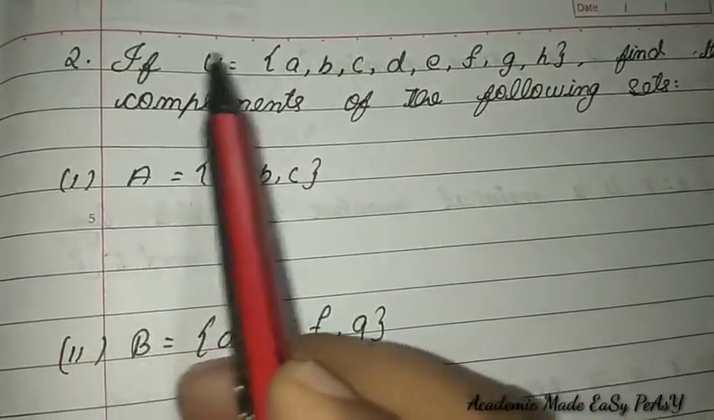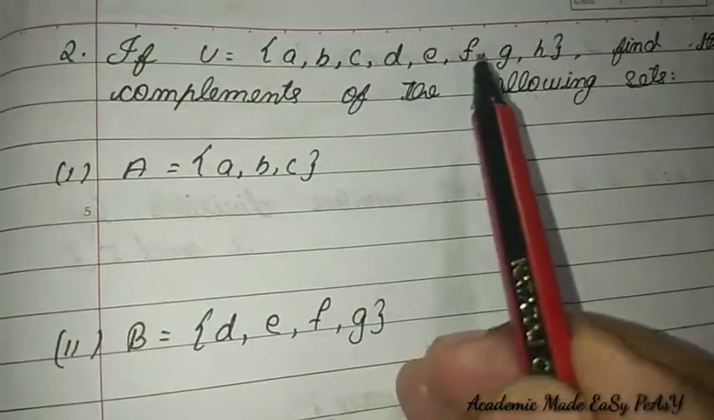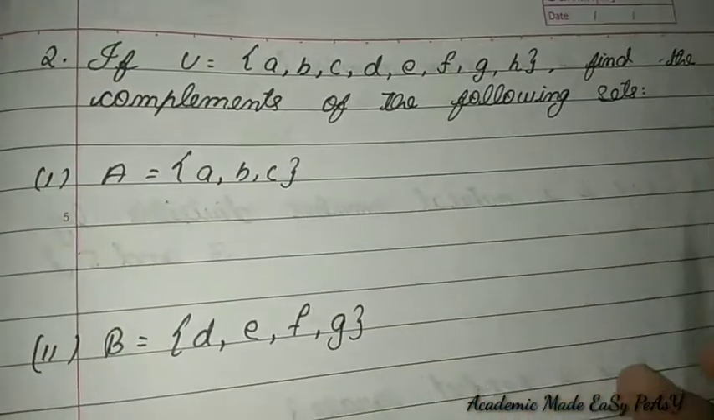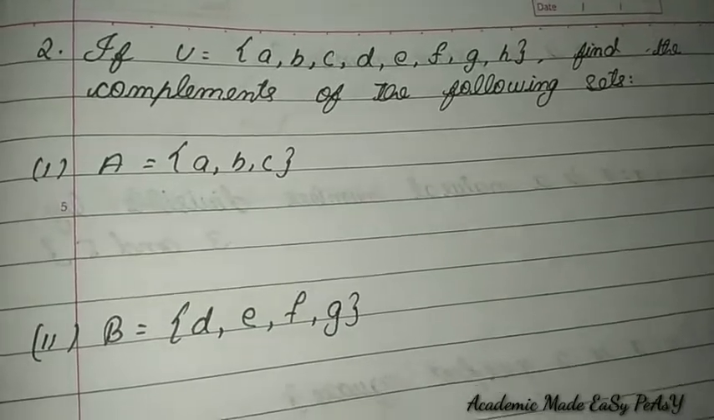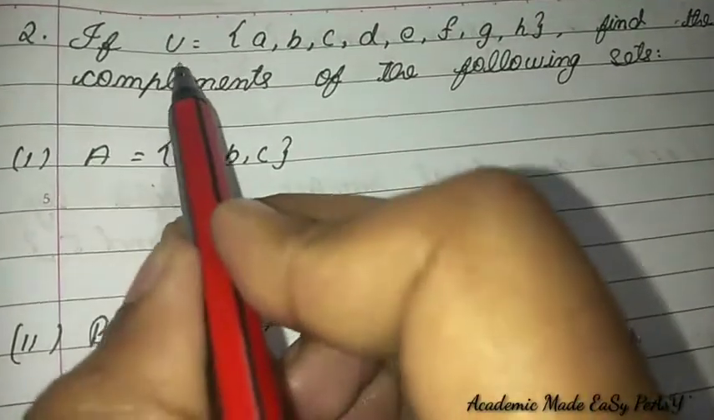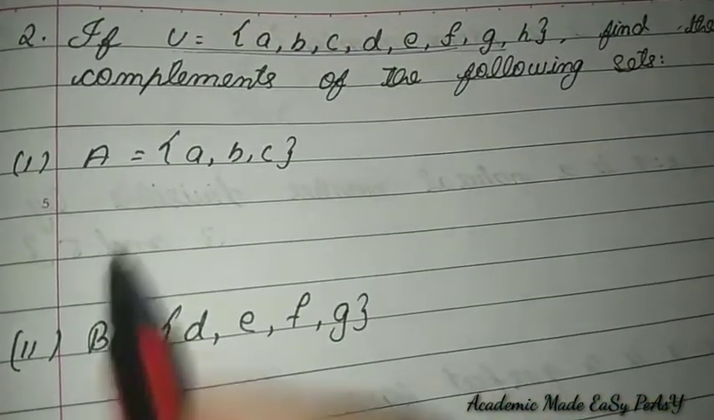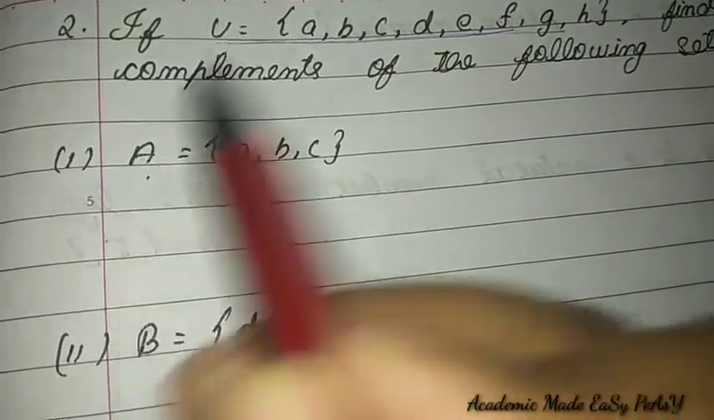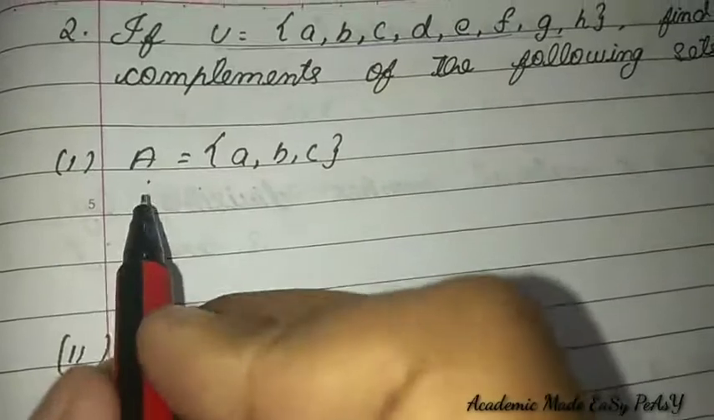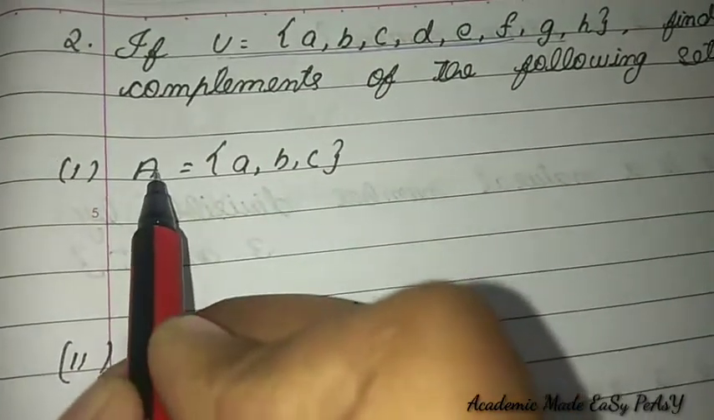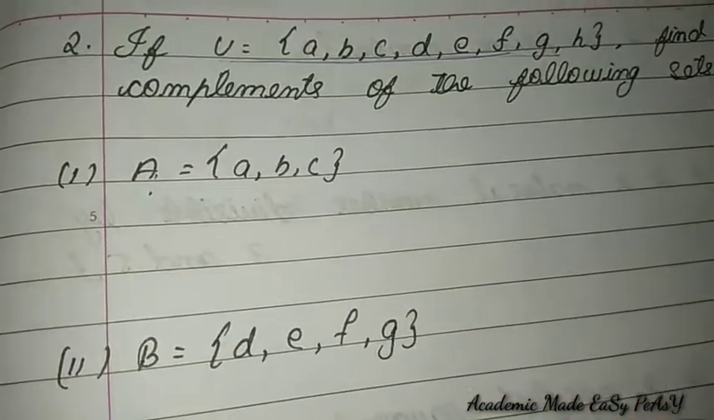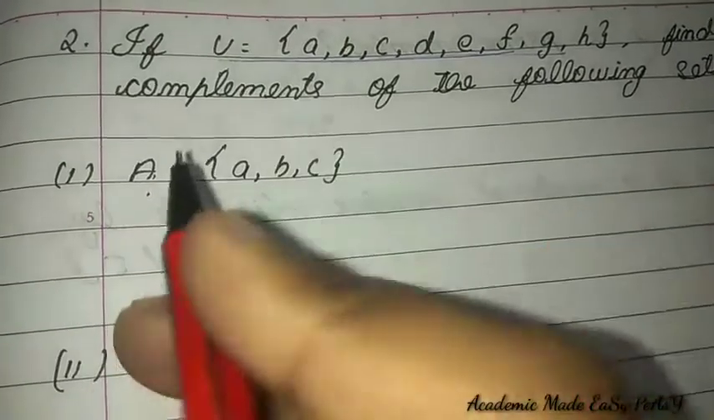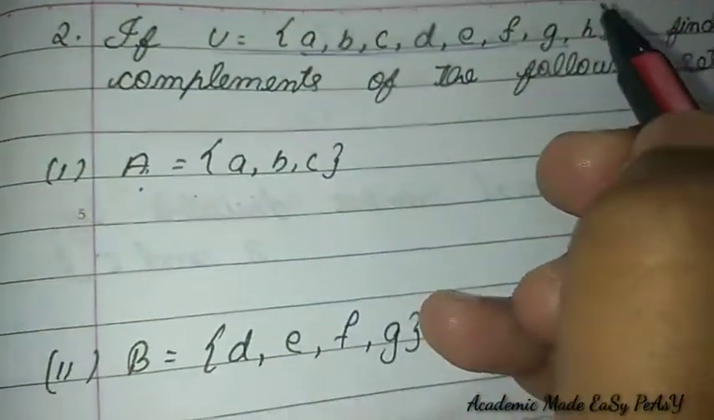Question 2. If U is equal to {A, B, C, D, E, F, G, H}, find the complements of the following sets. This is a universal set. This is given for all the subdivisions, and the different sets are given over here. Is that clear? So next we have to find the complementation of the given sets. For example, when we take A, we have to find the complementation, A complement or A dash, keeping this universal set.